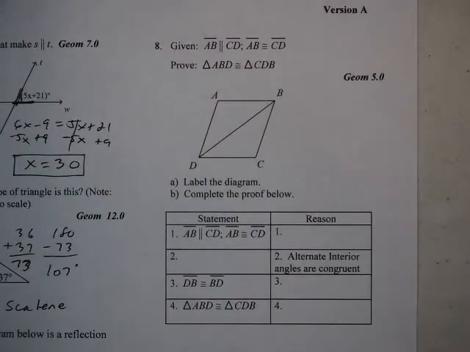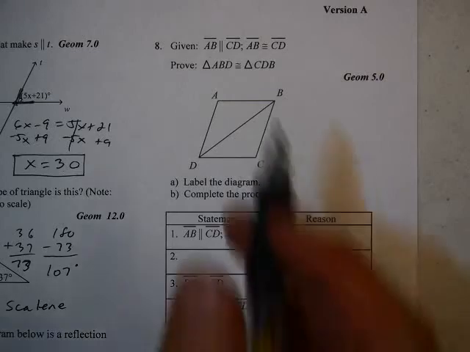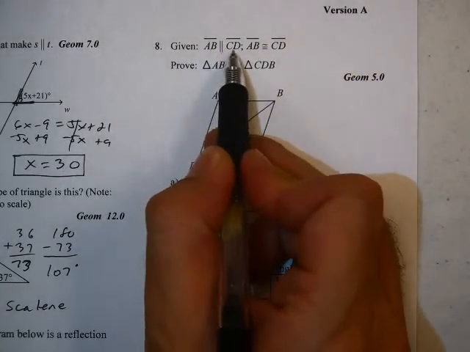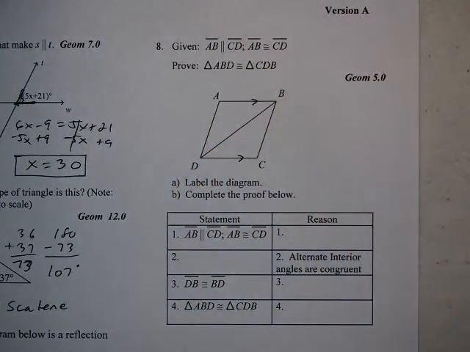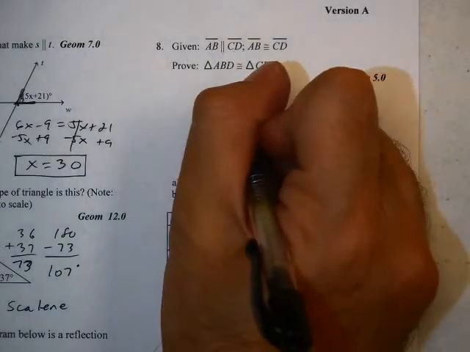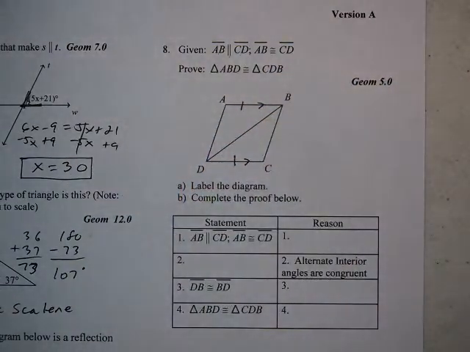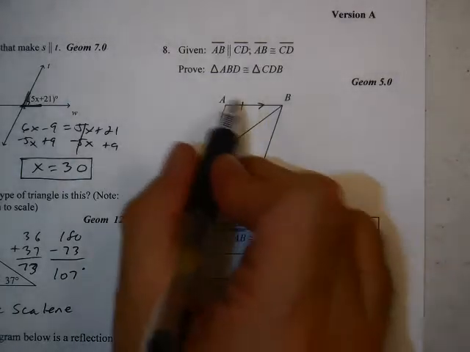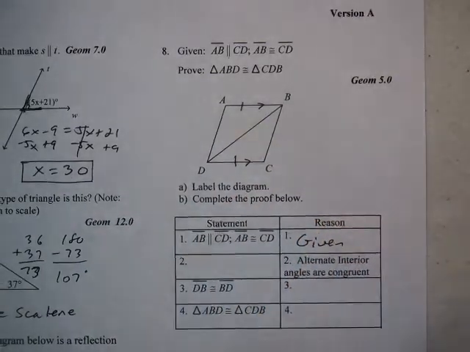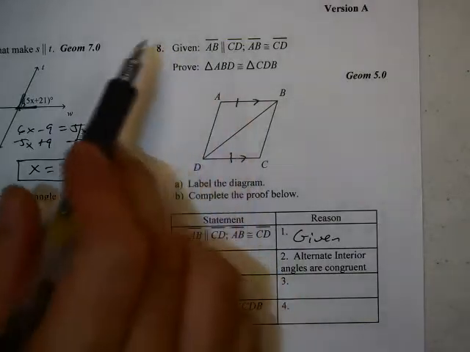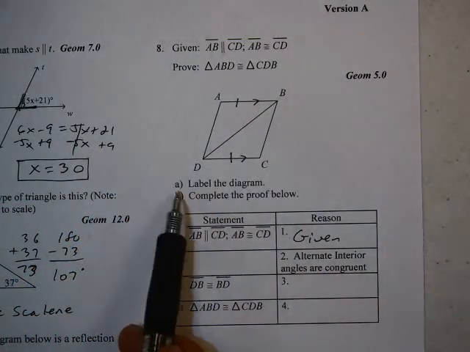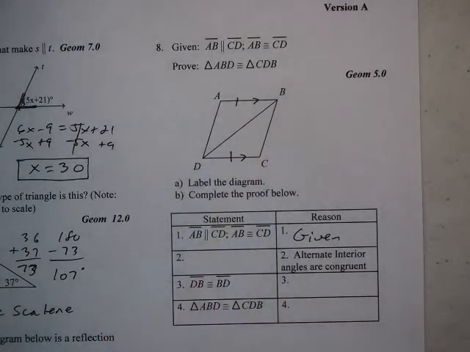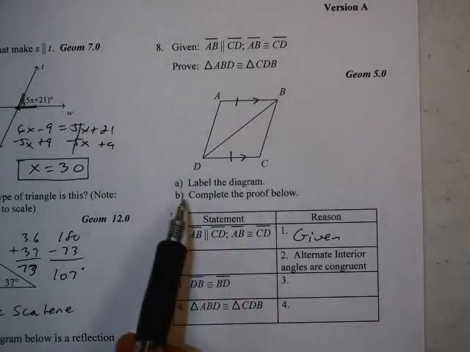Number 8. We're given this proof that we have to finish. The given is that AB is parallel to CD, so I'm going to mark my arrows on AB and CD. We're also given that AB is congruent to CD, so now we know that the lengths are the same. The reason here is given, because that's right next to the word given. And we're trying to, in the end, prove that these two triangles are congruent. Part A says label the diagram. I've started that. There's more that I'm going to do, but I've started labeling it and complete the proof below.